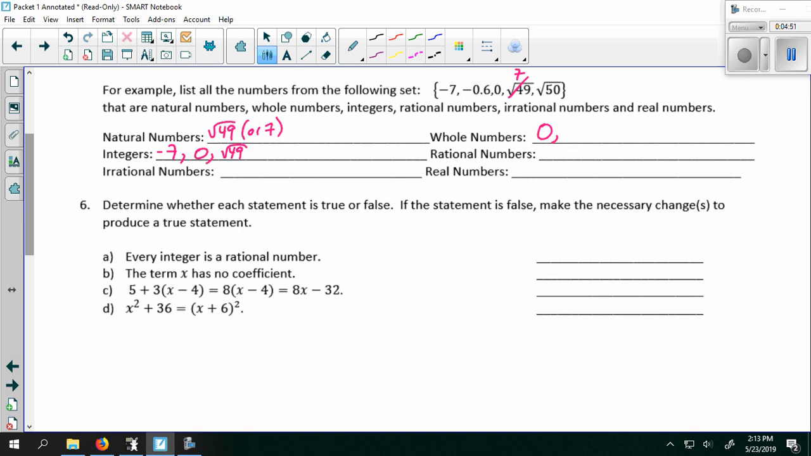I'll keep rewriting that as the square root of 49, so you know where the 7 came from. Rational numbers, those are numbers that can be written as a ratio of two whole numbers, two integers. So rational numbers would be -7, -0.6, because that can be written as -6/10, 0, because that's 0/1, square root of 49, that's 7/1, but square root 50 cannot be written as a ratio of two whole numbers because it is irrational. And then all of them are real numbers.